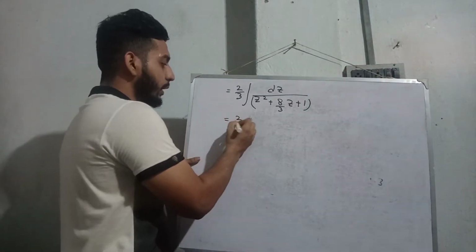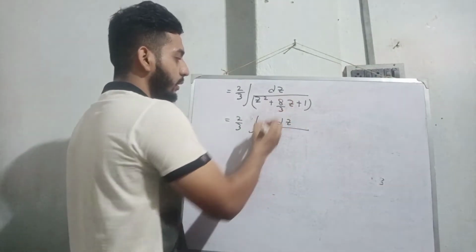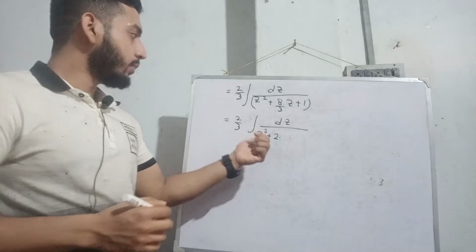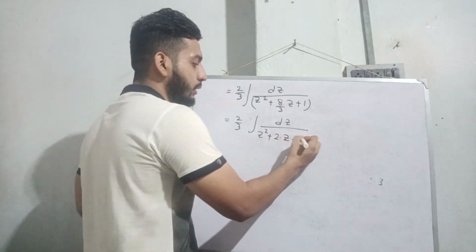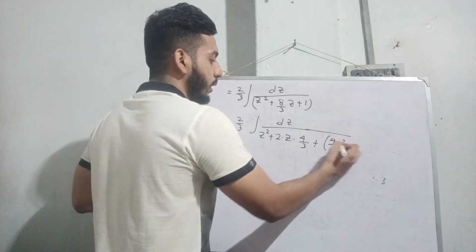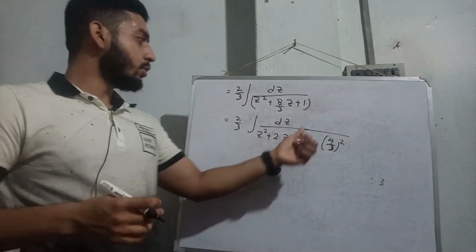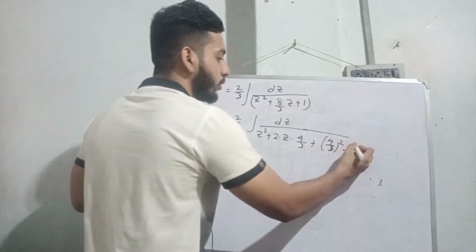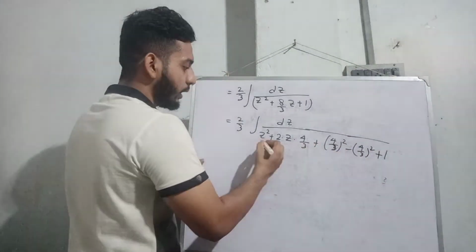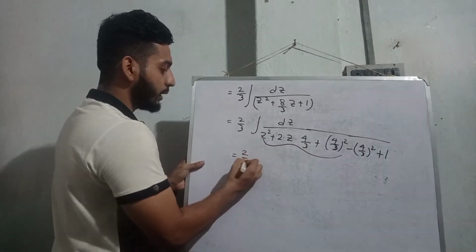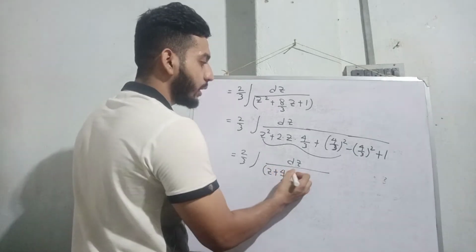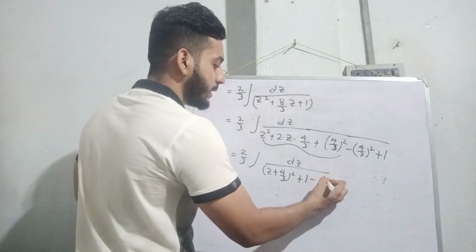So it will become 2 by 3 integration of dz, z square plus 2ab plus b square. So a square plus 2 into a into b. So here b is 4 by 3, plus b square, that is 4 by 3 whole square. Now 4 by 3 whole square was not present here, so we have to subtract 4 by 3 whole square here. Now plus 1. So the first part will become a plus b whole square, that is dz by z plus 4 by 3 whole square, and plus 1 minus 16 by 9.